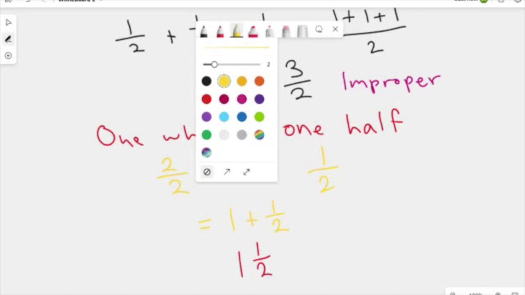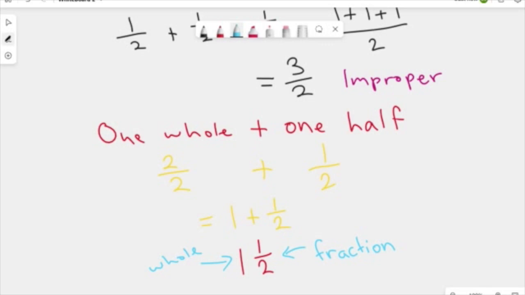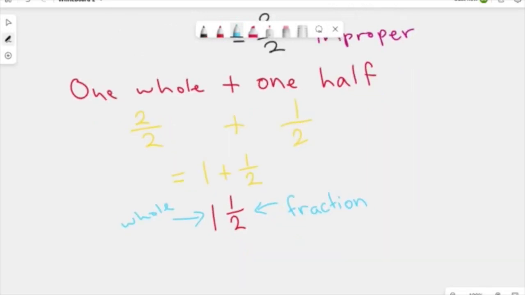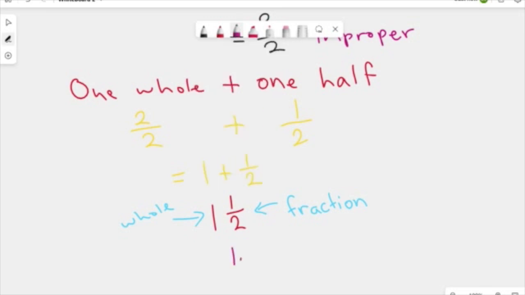And here we have our whole component, our 1, that's our whole number, and our fraction component. Alrighty. Now that we have these two things written, I'm also going to label this here. This here is our, not improper, I wrote that before. This is our mixed fraction.